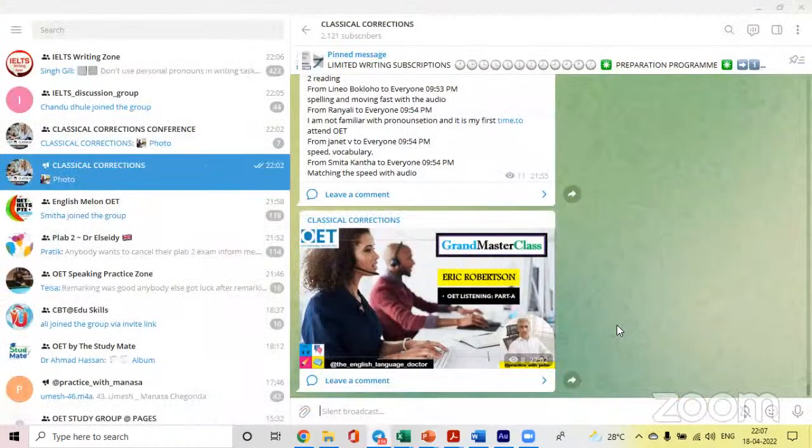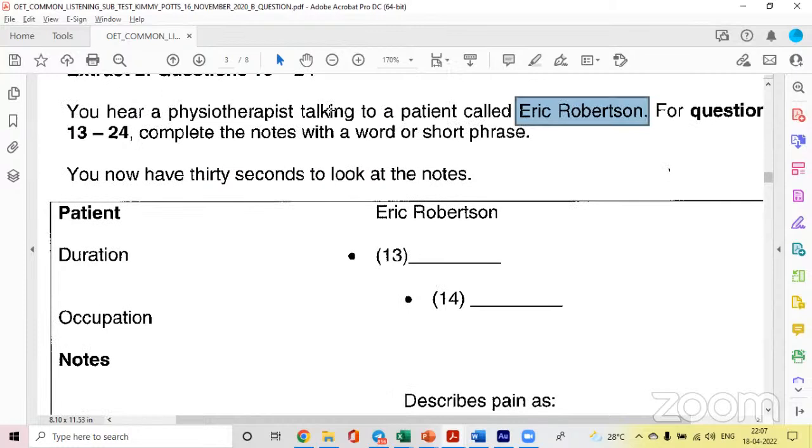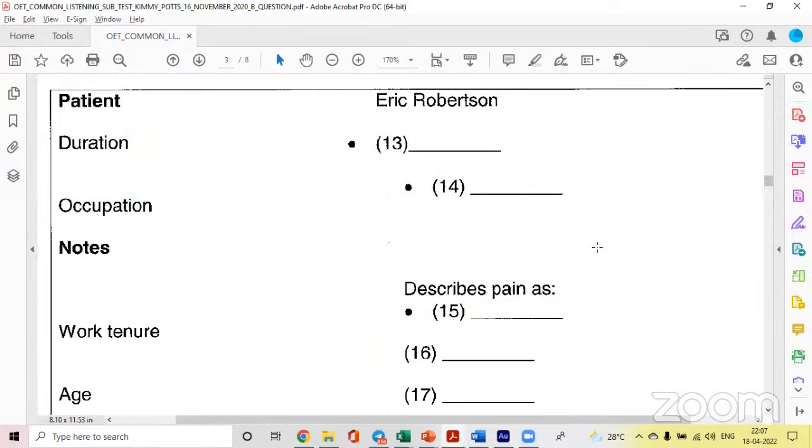Now here it is, Eric Robertson. You hear a physiotherapist talking to a patient called Eric Robertson. For questions 13 to 24, complete the notes with no more than one word or a number. You have 30 seconds to look. So this is pre-listening. The name of the patient is Eric Robertson. Now go through the paper on your own. I'm giving you some time to analyze. Afterwards, we'll do it together.